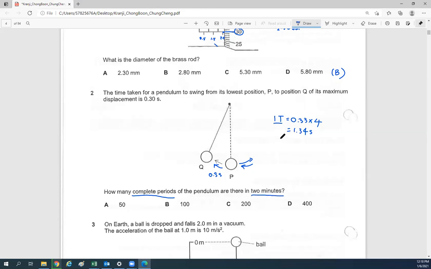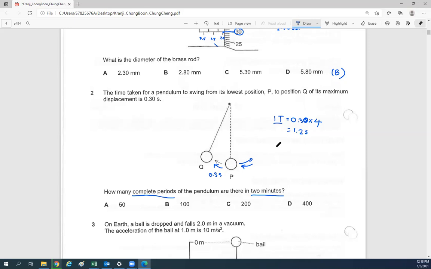Wait, sir, why is it 0.33? Come again? Why is it 0.33? Oh, sorry, it's 0.30. My bad. 0.3 times 4 is 1.2. Thank you for raising that up. So it's 1.2 seconds.